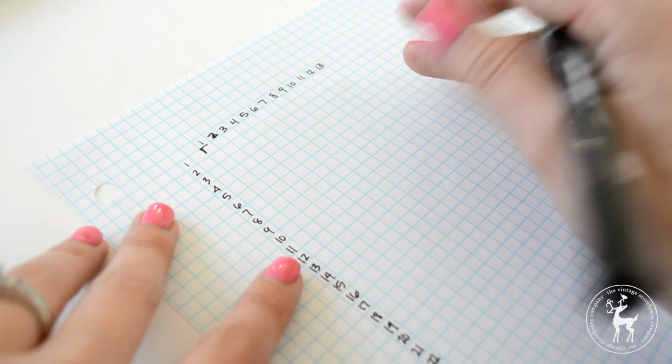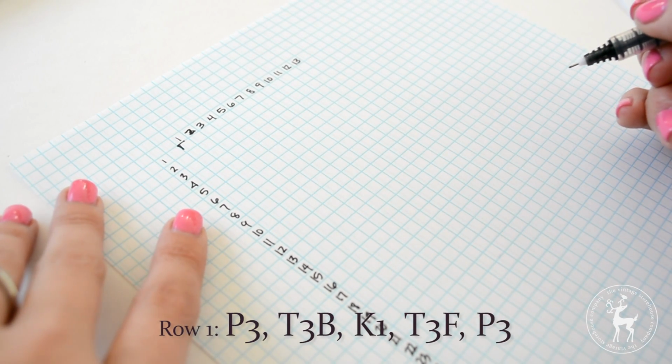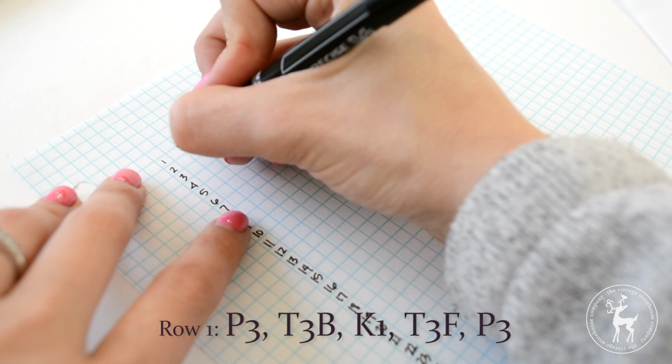So the first row in this pattern is purl 3, twist 3 back, knit 1, twist 3 front, and purl 3. So we're just going to write it as is.